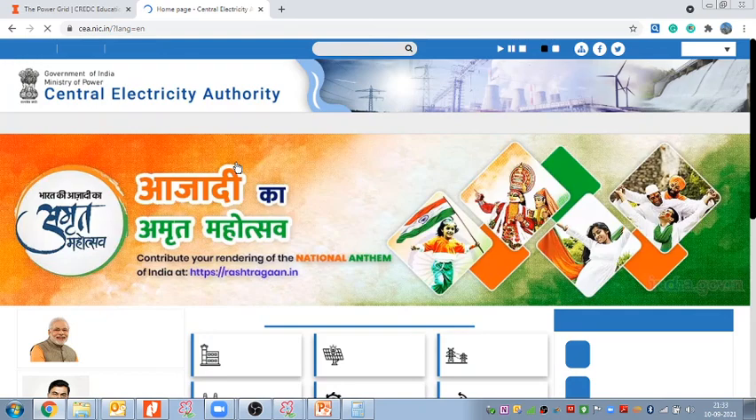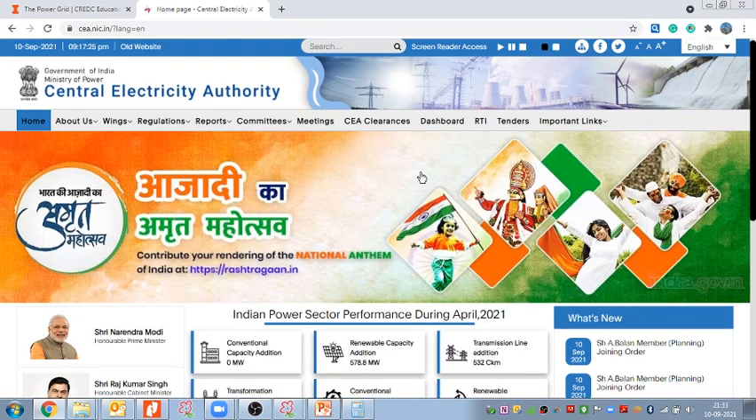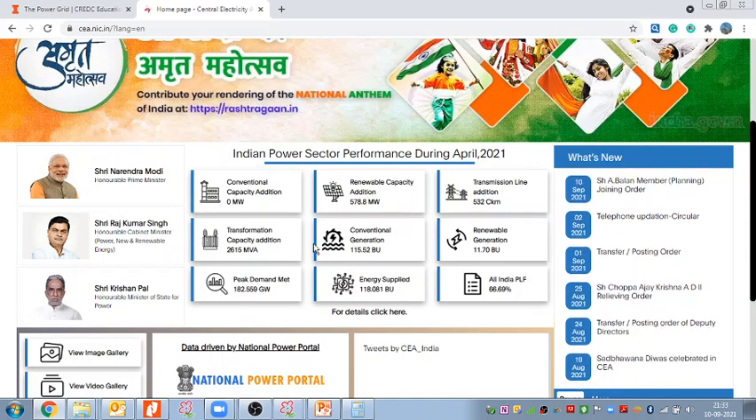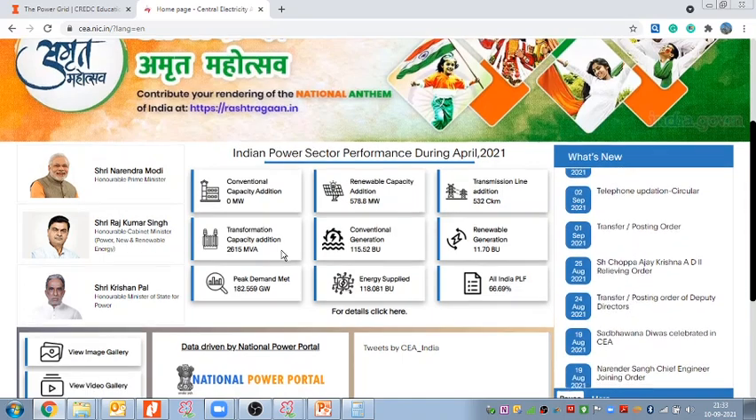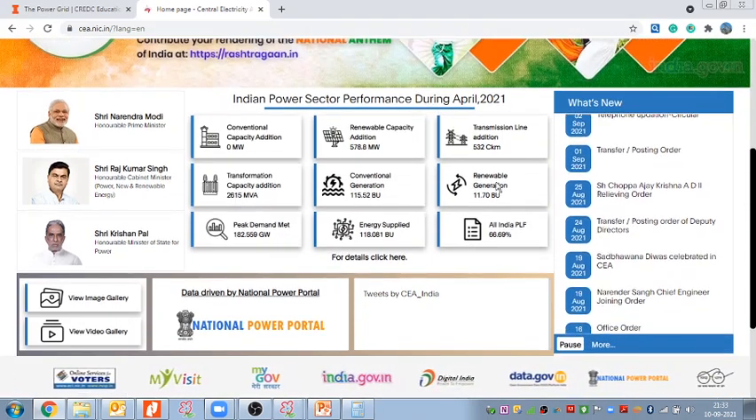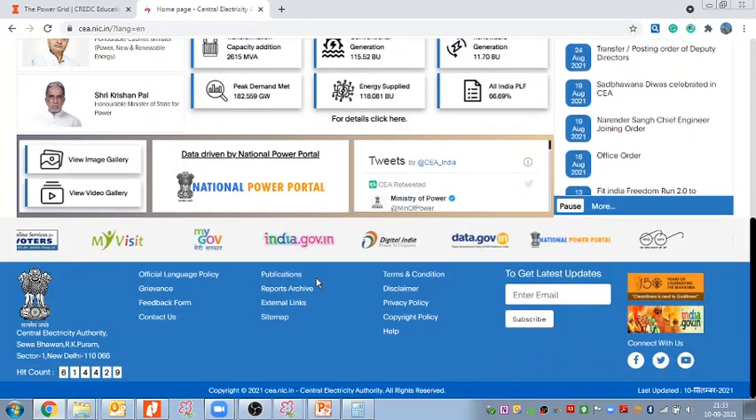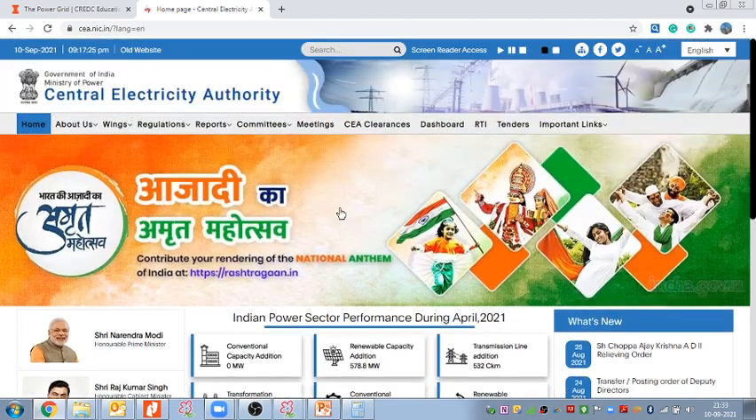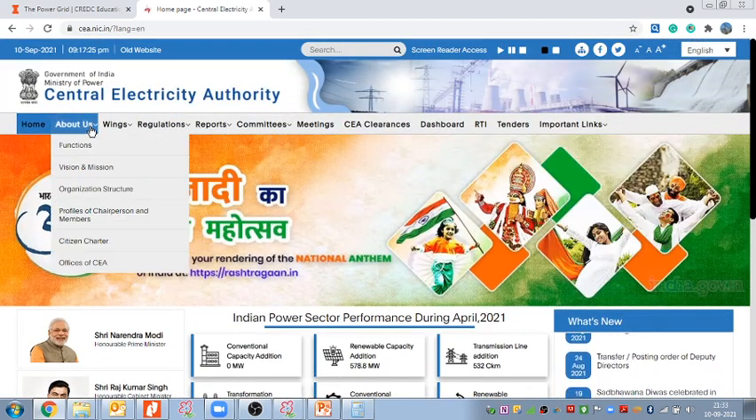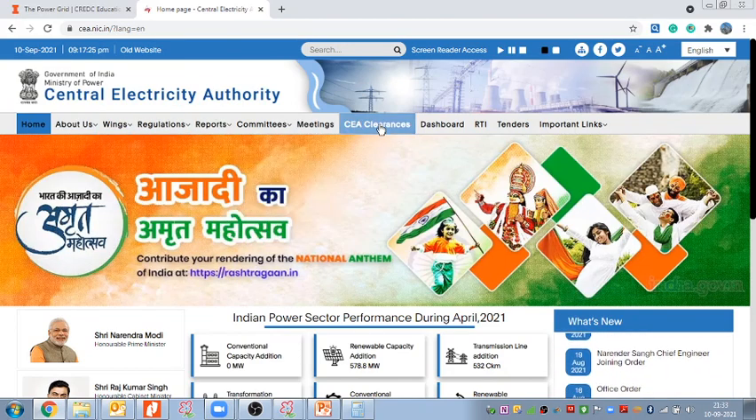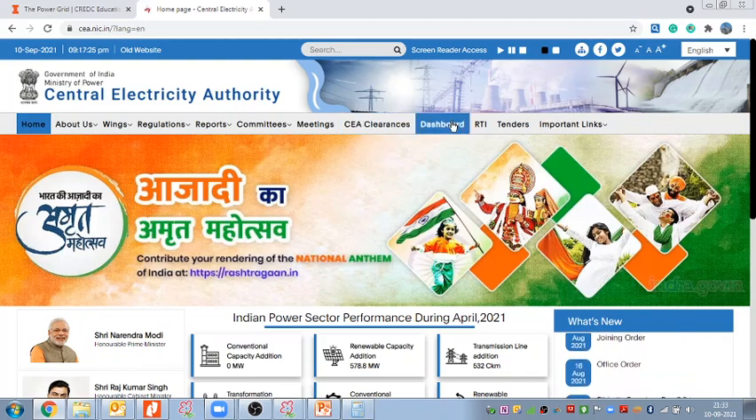From that we can check this conventional capacity, renewable capacity, addition. So through that we can check transmission and how much additions, what's new. So from here we can check how much power we are generating as of now. Every country has their own grid, so based on the country grid practice we can see.